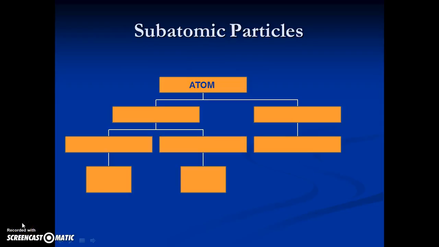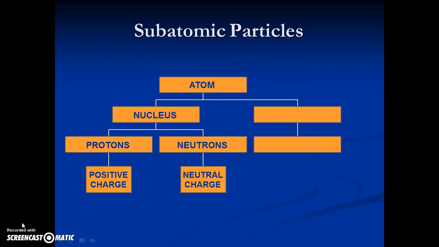So here's what we know about subatomic particles that exist in the atom now. We have a nucleus in the atom, thanks to Ernest Rutherford and his gold foil experiment. And since that time, we've discovered that the nucleus contains two different subatomic particles. One is called a proton, and this proton carries a positive charge. And the other particle in the nucleus is called a neutron. And as you can tell by its name, neutrons contain neutral charges.